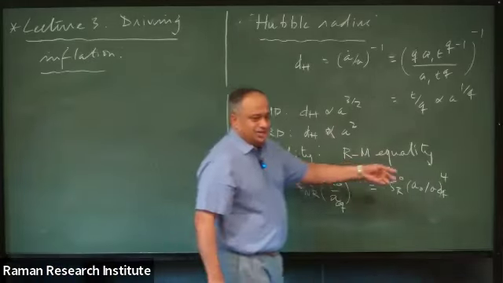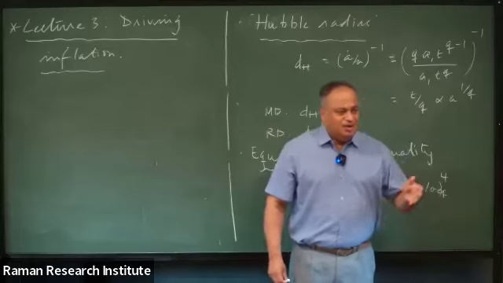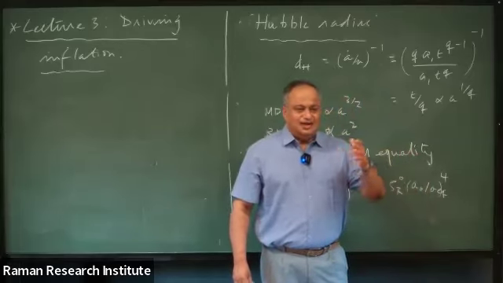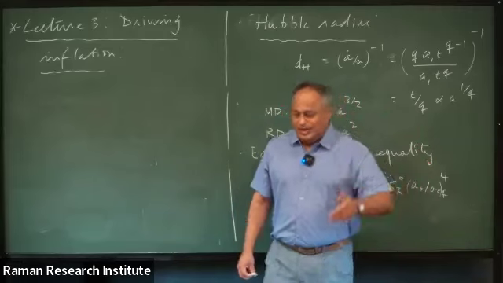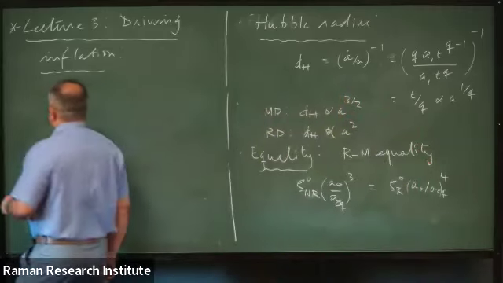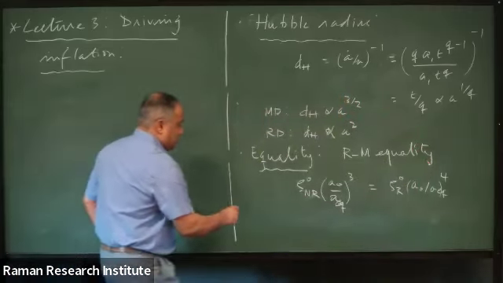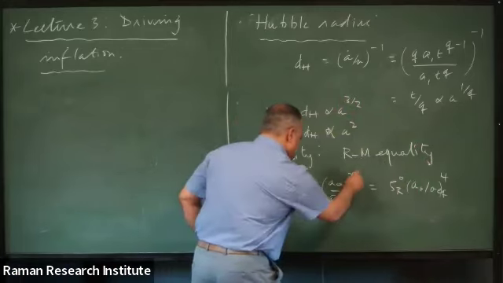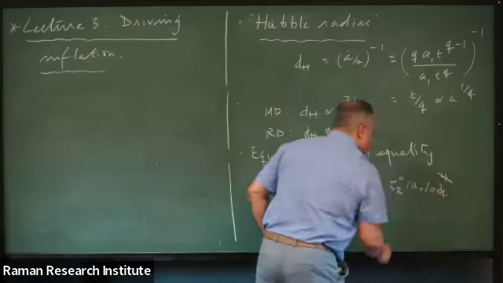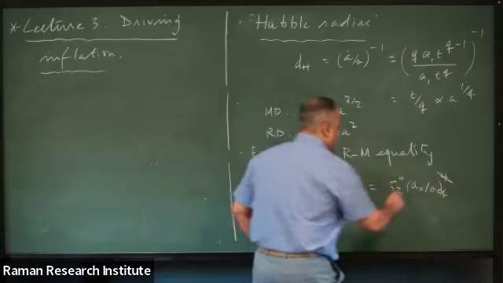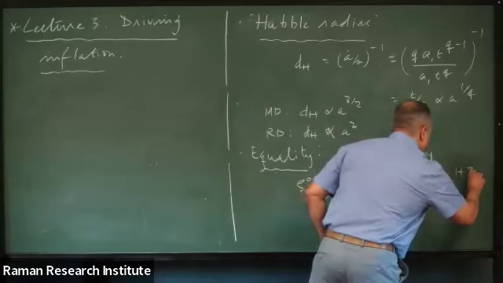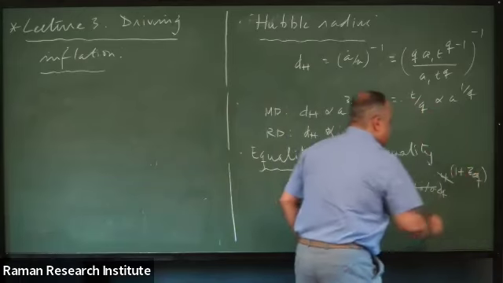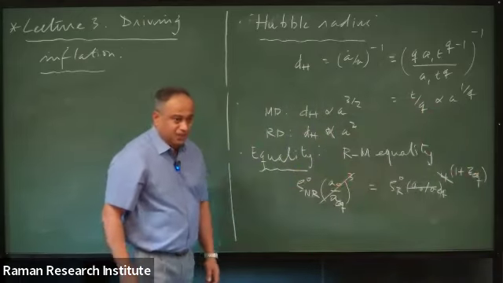Remember, this is matter radiation equality. You can construct something called matter lambda equality. I will let you determine the redshift at which that happens. So now this is the equality epoch, and what is a naught by a equality? It is 1 plus z equality, that's the redshift at which equality occurs.